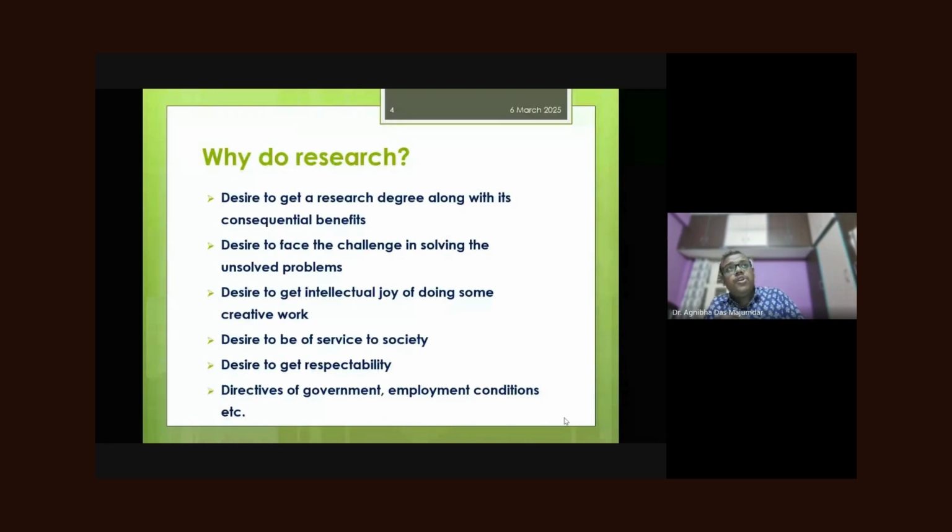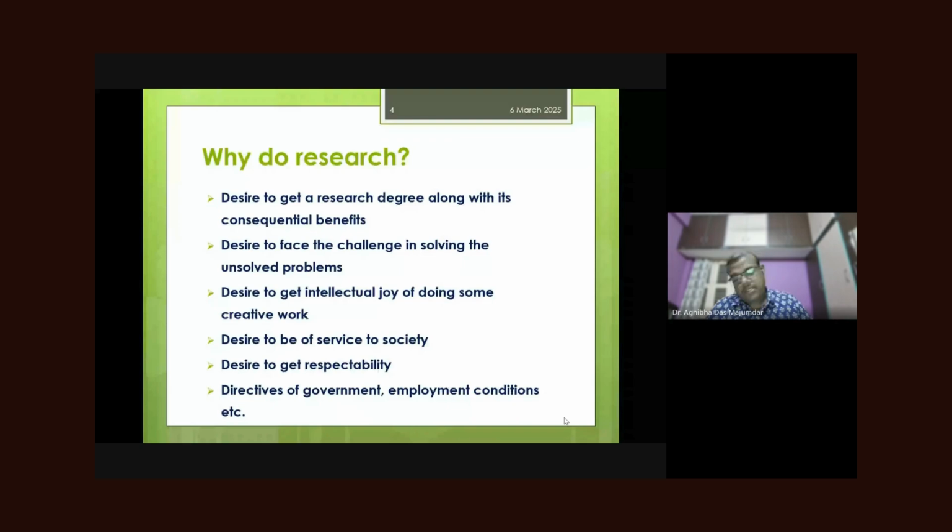Next is the desire to face the challenges in solving unsolved problems. If you are very eager to solve the challenges, then only you should go for research. Otherwise, it is meaningless. Next is the desire to get the intellectual joy of doing some creative work. We are jumping into an ocean where we don't know the depth. That is a kind of research. So we should have that motivation: I will enjoy the journey. Then the desire to be of service to society. With my research, I will try to resolve some problem of the society.